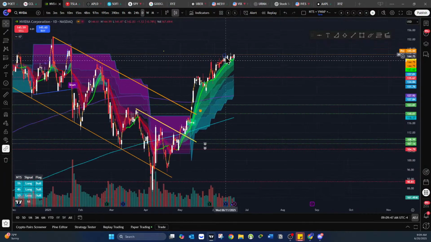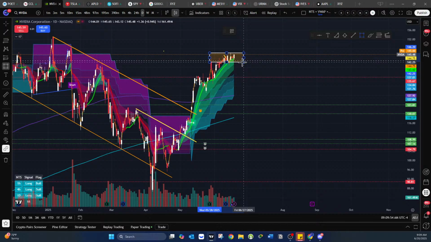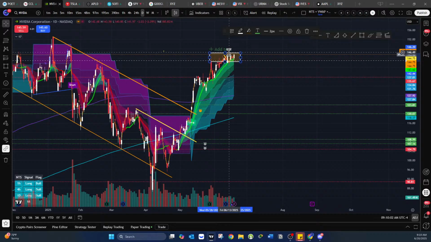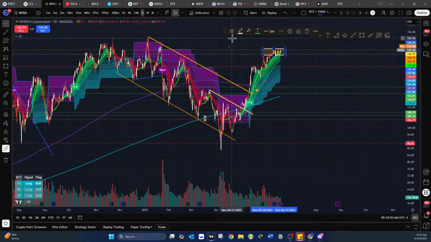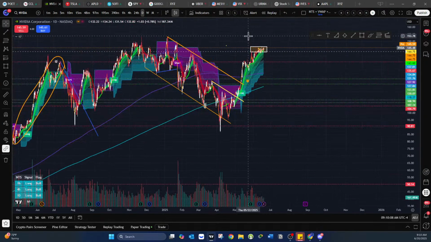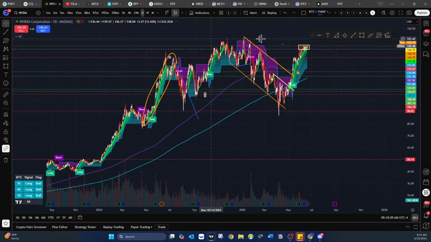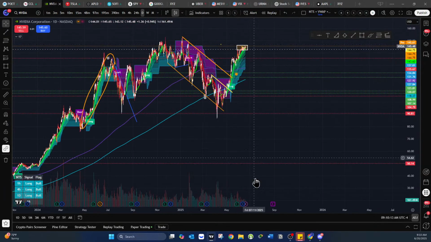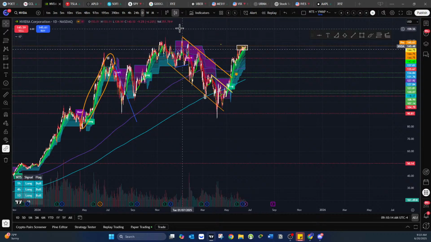Can't break out. Just straight choppiness with NVIDIA lately. We've got to get out of this little range right here. Below 140 bearish, above 147, pretty damn bullish. There's not much resistance above here for NVIDIA, which is a really good sign for the markets, honestly.